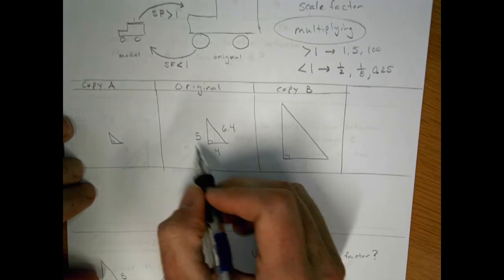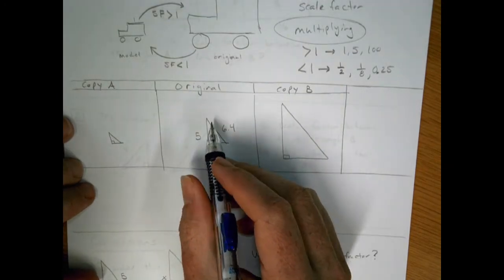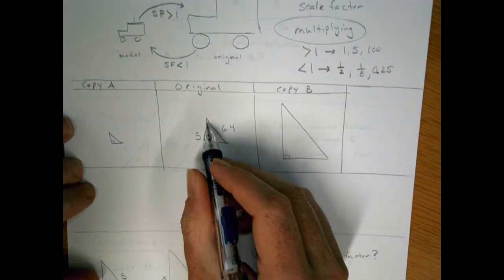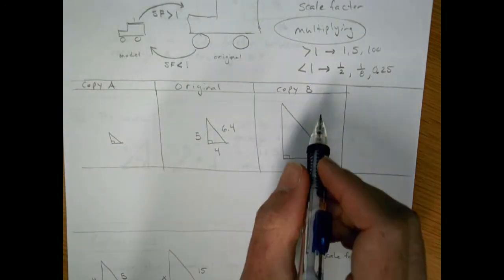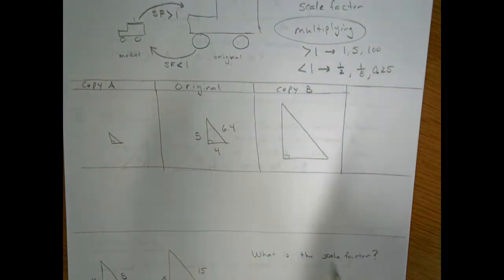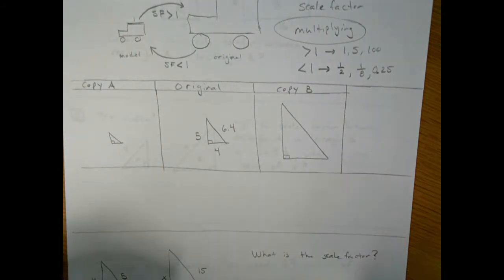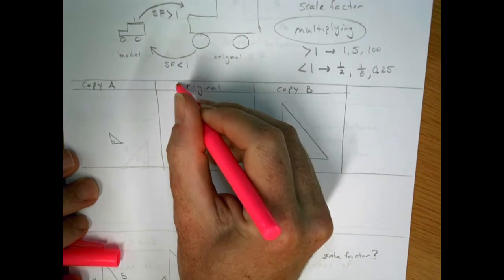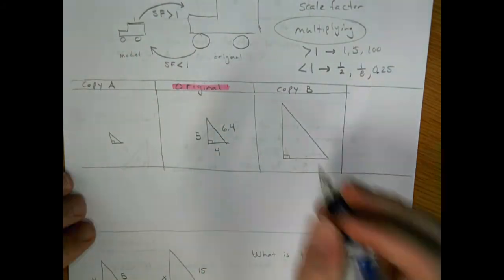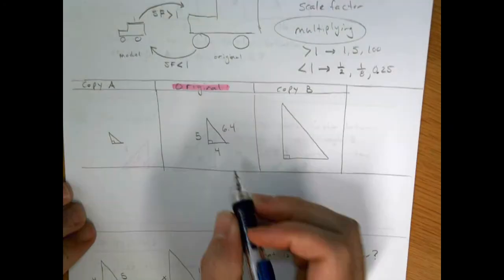So let's take a look at a triangle that I drew. Here we have a base of 4, a height of 5, and a hypotenuse of 6.5. We're going to refer to this one as our original for now. So our original one happens to be a 4, 5, 6.4 triangle. Now I made two copies of this one. We have a copy A and a copy B.